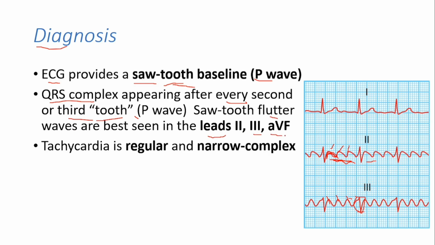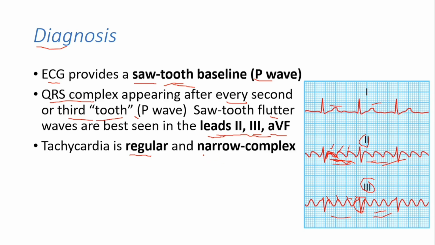and aVF. These are actually the inferior leads. So in lead 2 and lead 3, you will find this sawtooth appearance. Okay, the tachycardia here is regular, like the RR interval here is regular. Okay, if you see, it is regular, unlike the atrial fibrillation which is irregular.